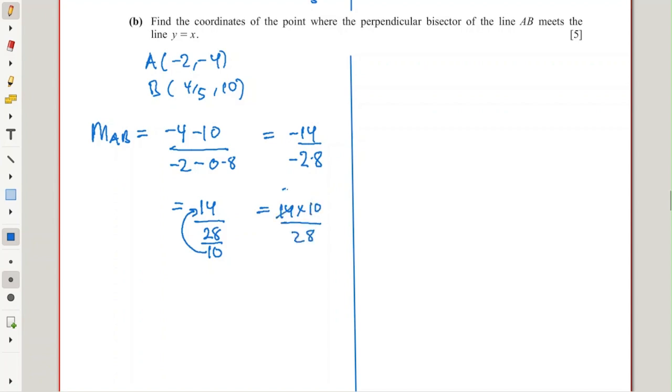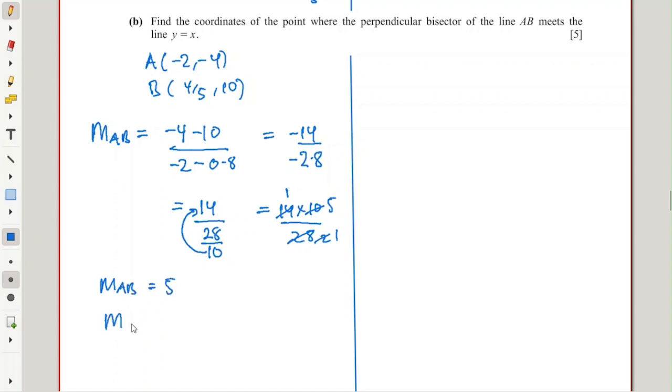If you solve this one, 2 can go here, 7. 2 can go here, 4, 8. My bad. What am I thinking? They can just cancel straight. This can go here 1. This can go here 2. This can go here 1. This can go here 5. So you get 5. So the gradient of AB is 5.